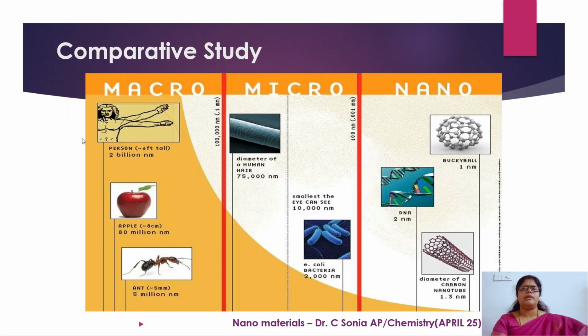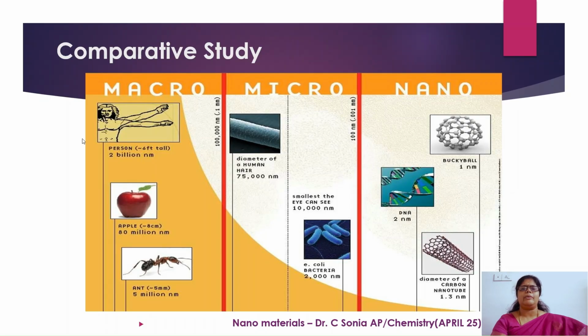So, when you do a comparative study of the macro, micro, and nano scale, in the macro scale range, a person who is 6 feet tall is about 2 billion nanometers. For an apple and for an ant, it is about 80 million nanometers and 5 million nanometers respectively.